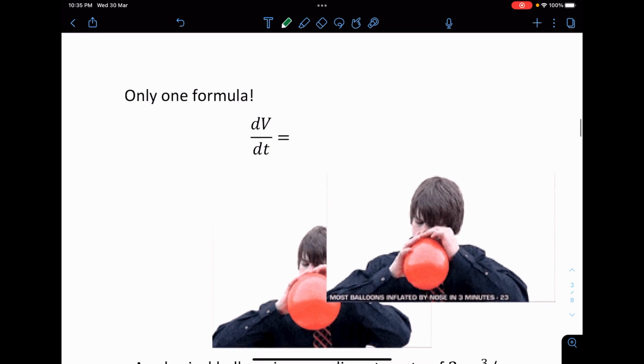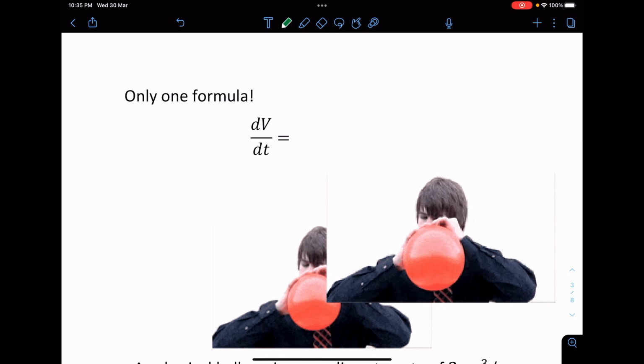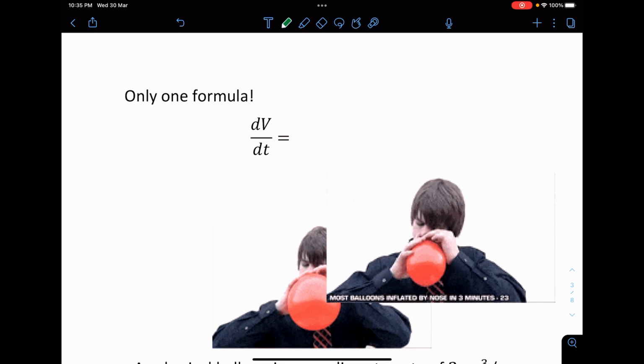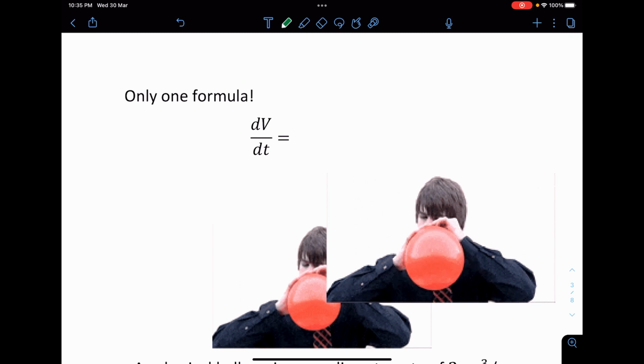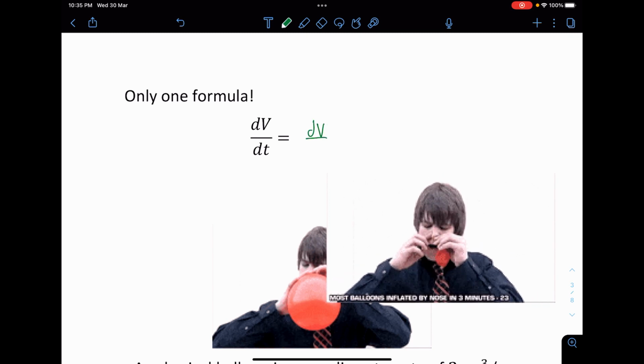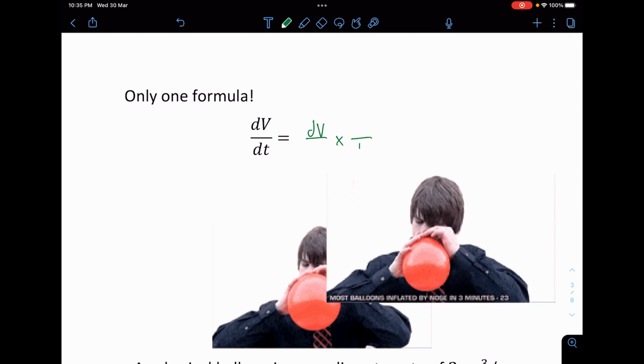There's only one formula to get around this chapter. I can write it down like this: dV over dt equals dV over something multiplied by something over dt.